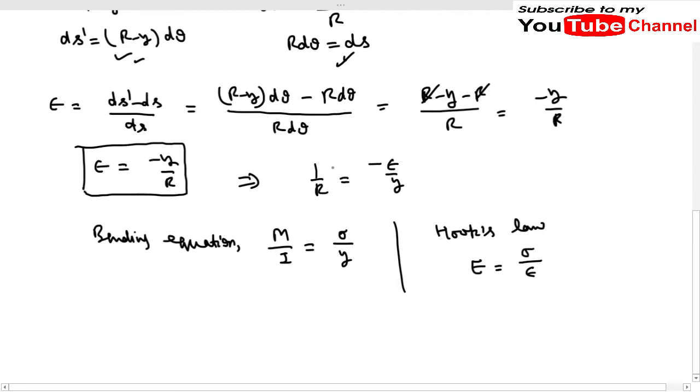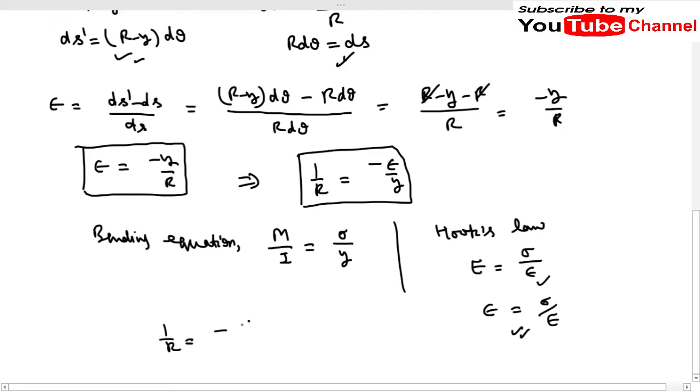So from this equation in which we have got 1 by r equal to −ε by y, if we put the value of epsilon, what will be the value of epsilon? Epsilon will be equal to stress upon Young's modulus of elasticity. So if we put this value of epsilon in this equation, we will get 1 by r equal to −σ upon E y. So this is what we have got.